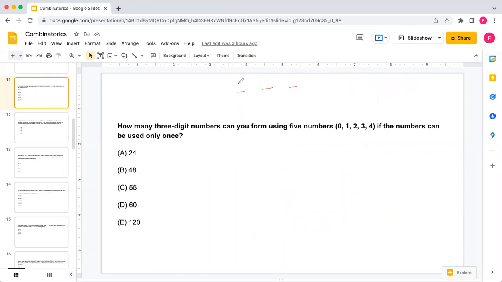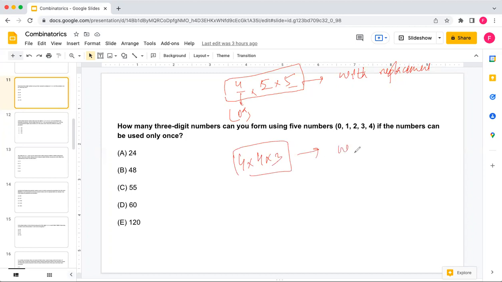So first of all, again, that is 4 because this can't be 0. Next, this is 5 and this is 5. This is with replacement. And the condition provided, that is without replacement, is 4 into 4 into 3. This is without replacement. Just remember one thing, the first digit can never be 0. The rest, you can just figure out yourself.